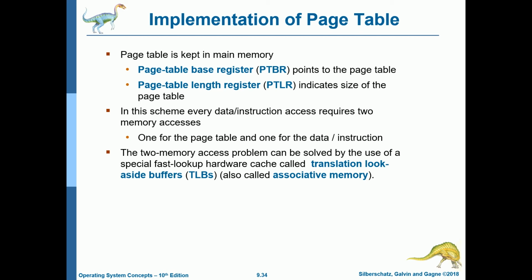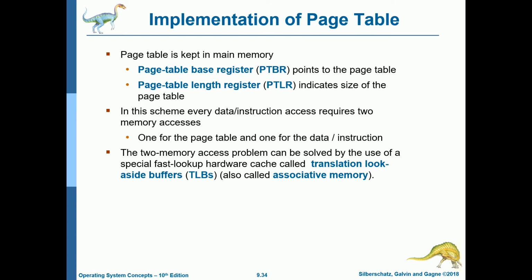The hardware implementation of a page table can be done in several different ways. In the simplest case, the page table is implemented as a set of dedicated high-speed hardware registers, which makes the page address translation very efficient. However, this approach increases context switch time, as each one of these registers must be exchanged during the context switch. The use of registers for page tables is satisfactory if the page table is reasonably small.